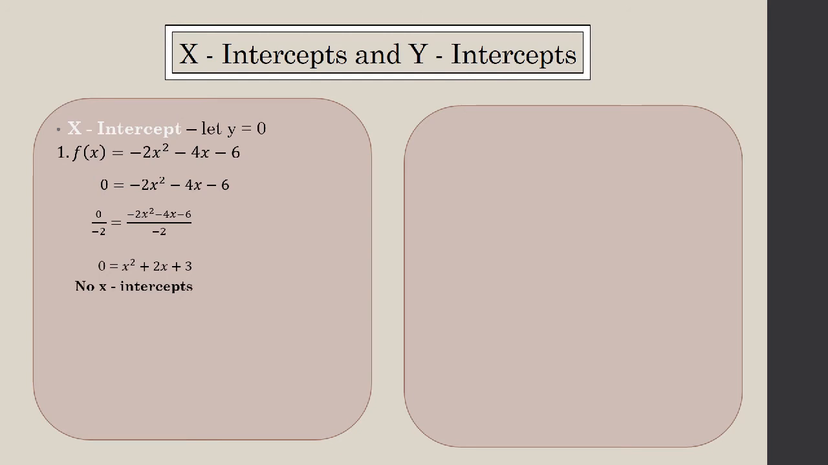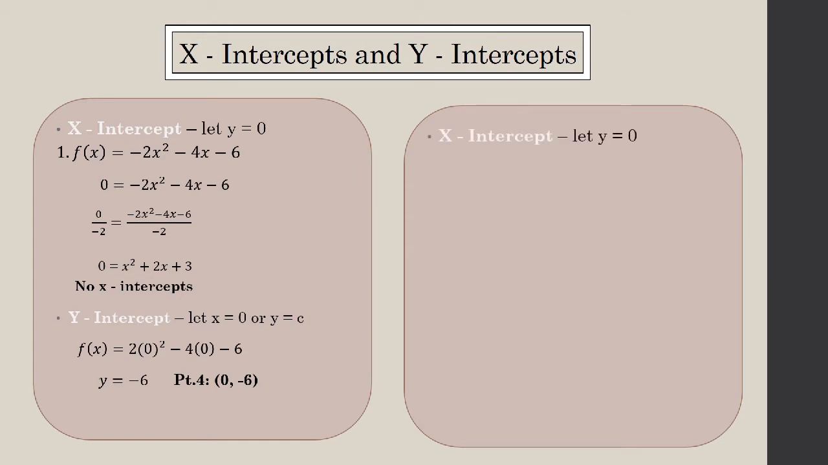Now, for the y-intercept, it is just equal to c. Therefore, our y-intercept is negative 6. Now we can write that as another coordinate, which is (0, negative 6).